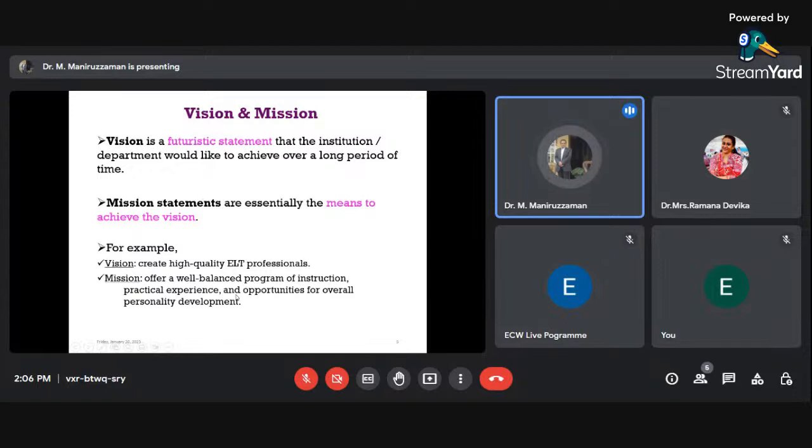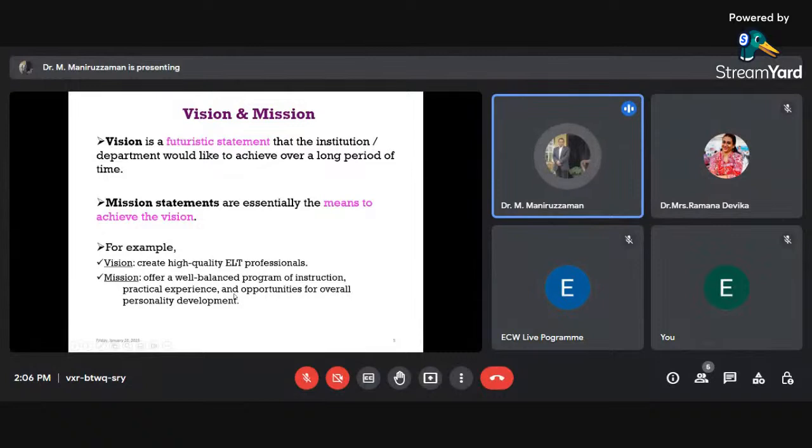And based on the mission and vision, I have already told you, program educational objectives or PEOs. Program educational objectives are broad statements that describe the careers and professional accomplishments that the program is preparing a graduate to achieve.